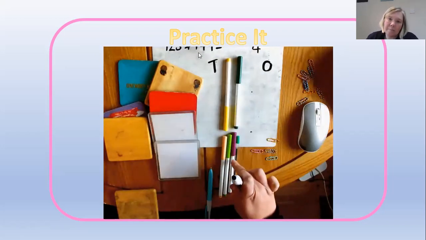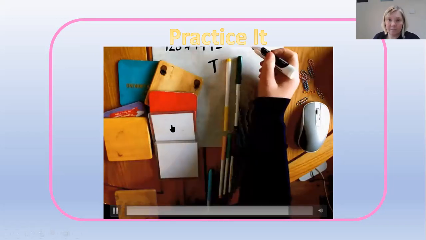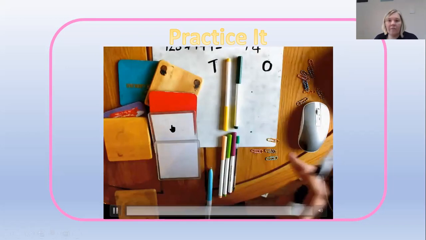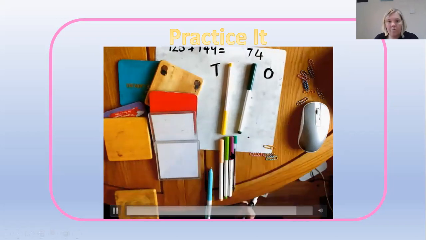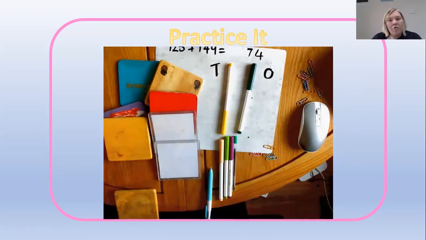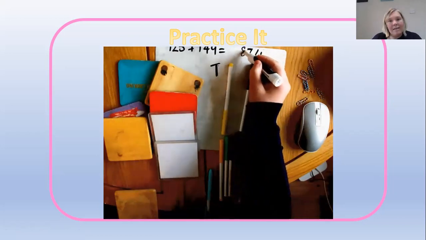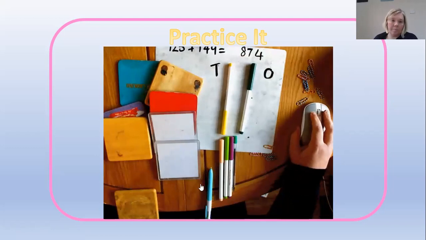Now I can add up my tens, not forgetting that one at the bottom, really important. 1, 2, 3, 4, 5, 6, 7. And I've now got my hundreds. There's 8 of them all together. So my total is 874.